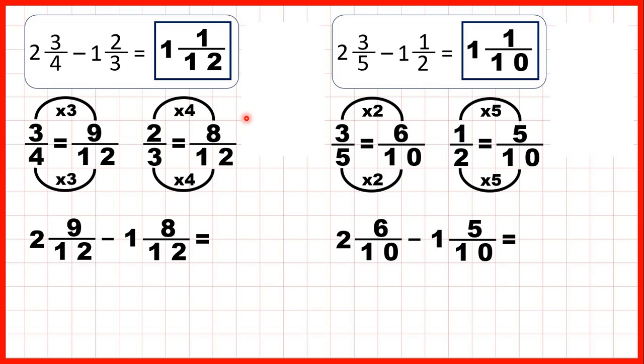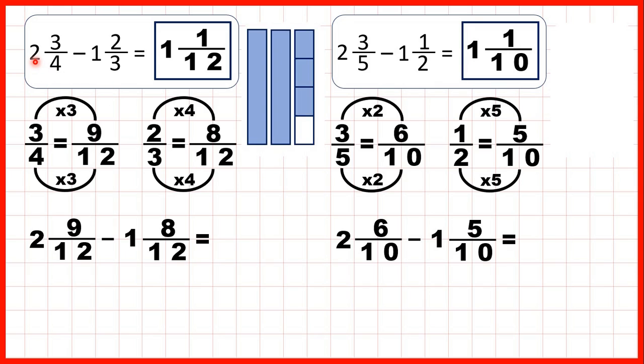And we can show fraction bars to see what we did here. So first we started with 2 3/4. 3/4 is the same as 9/12, and we were subtracting 1 2/3. 2/3 is the same as 8/12, and we subtracted that first to get 1/12 as our fraction. Then we subtracted the 1 whole to get 1 1/12 as our answer.